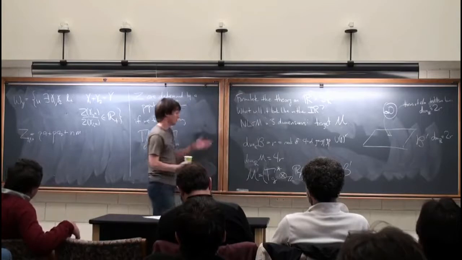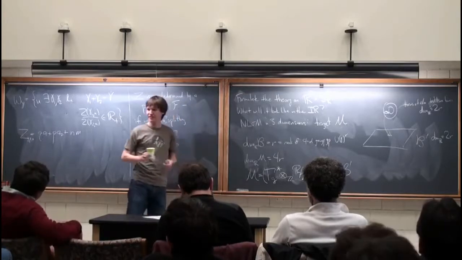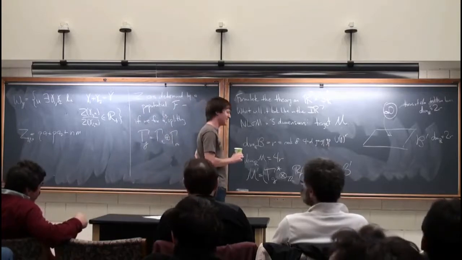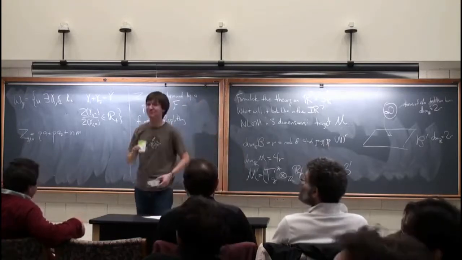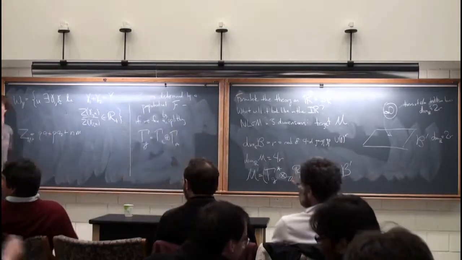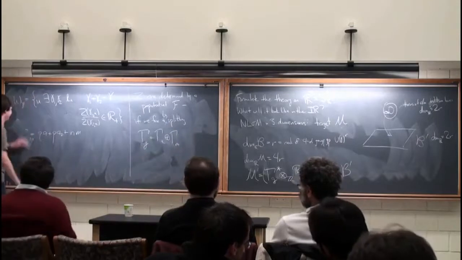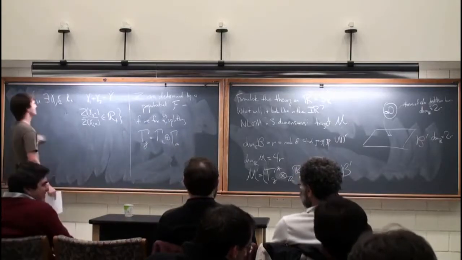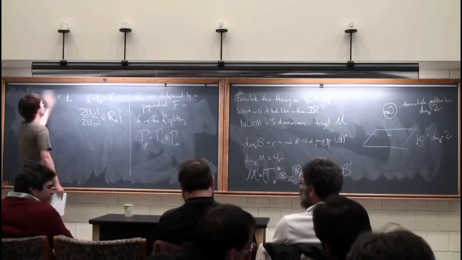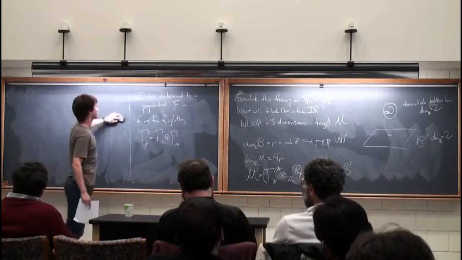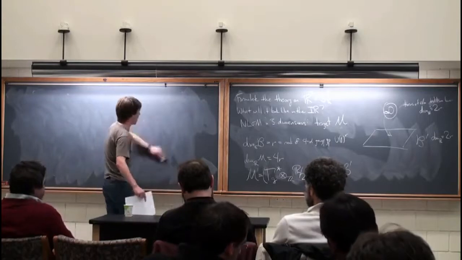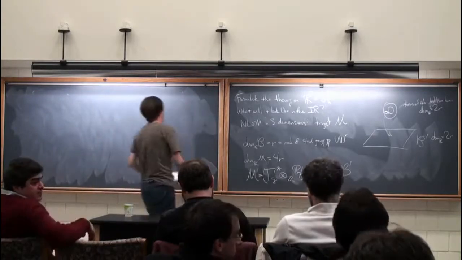this is what the dimensional reduction looks like, at least topologically. And now I want to describe it in a little more detail. Now I want to tell you the metric.